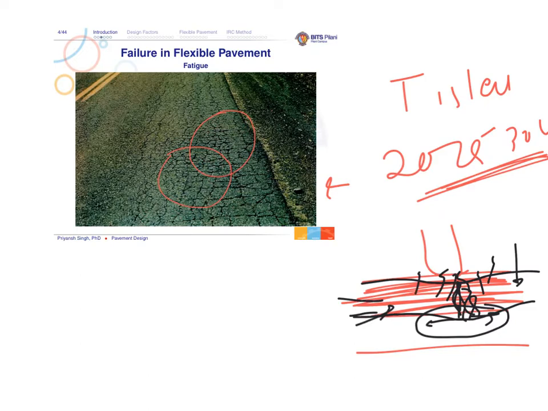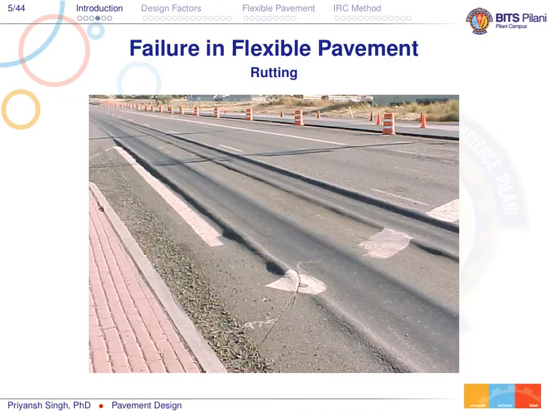pavement. So this is the type of crack which will be originated in this case, and this happens when the temperature of the pavement is in the lower range. This type of cracking is known as fatigue or alligator cracking. The first criterion for pavement design is fatigue cracking. The second failure may occur because of rutting.